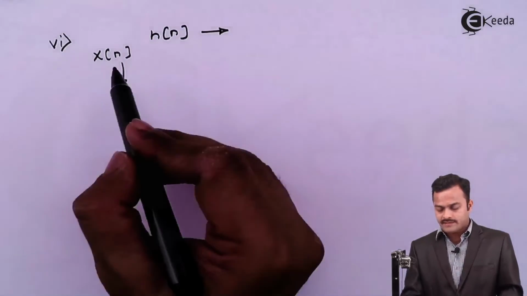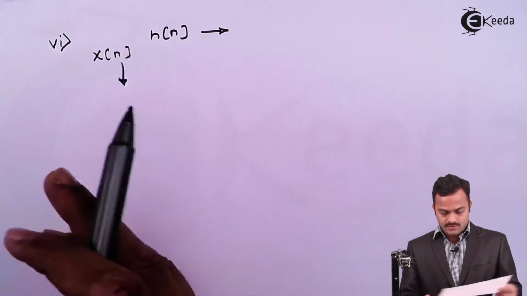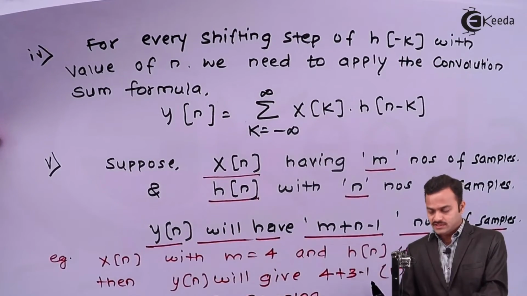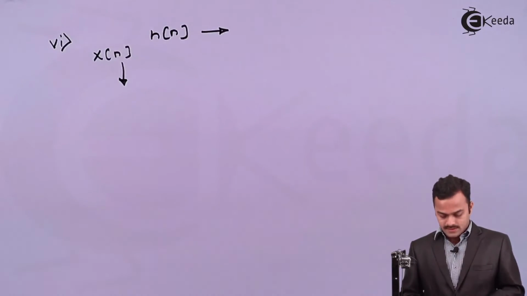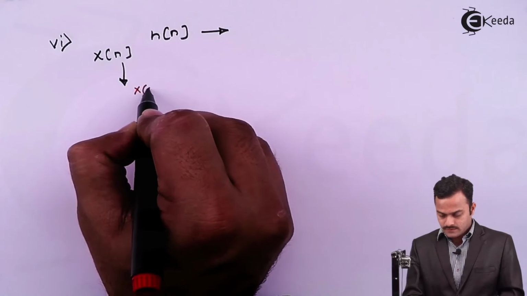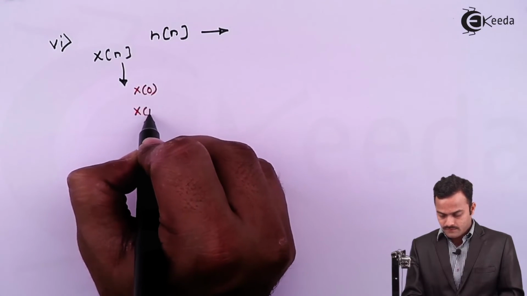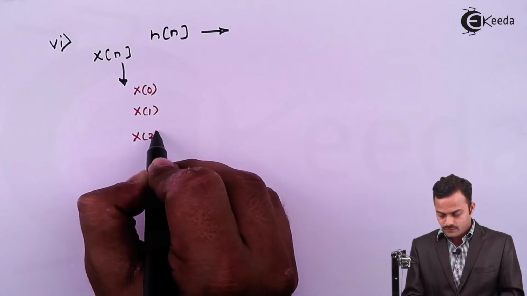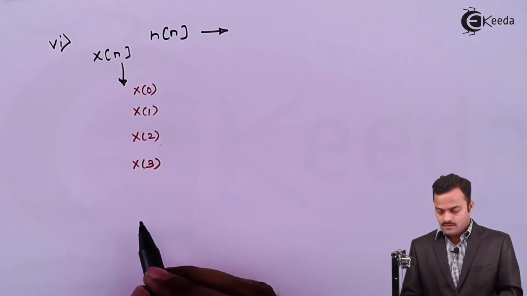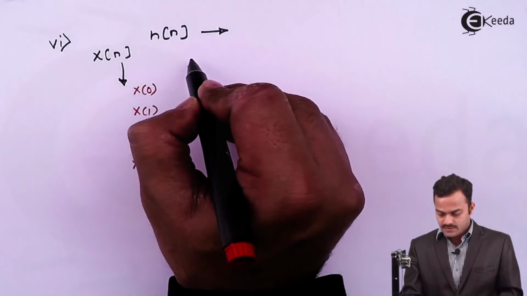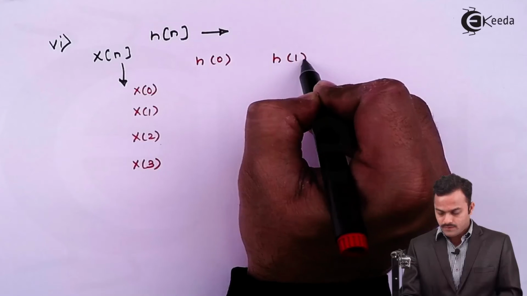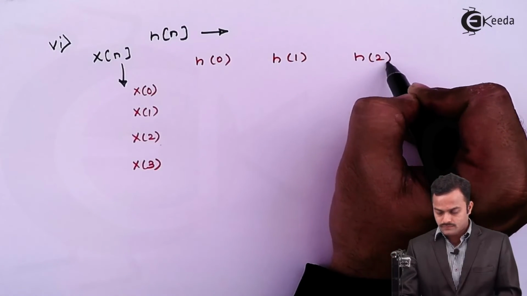Let's take an example where x of n has 4 elements and h of n has 3 elements. So I'll consider here x of n having the sample points x of 0, x of 1, x of 2, x of 3, and over here the samples are h of 0, h of 1, h of 2.